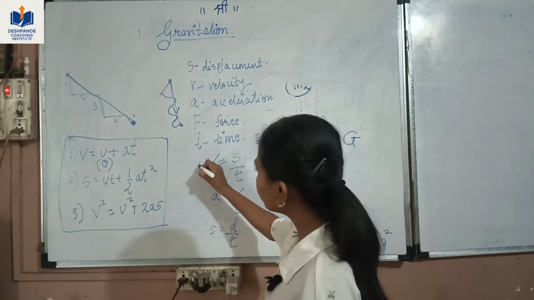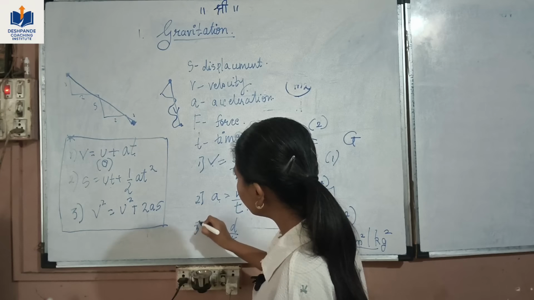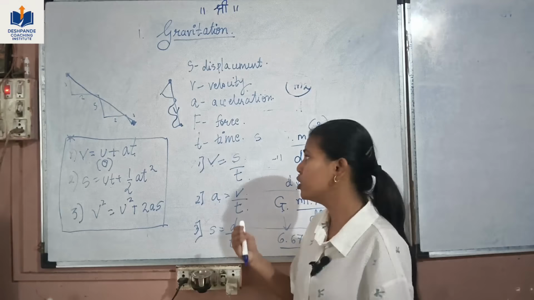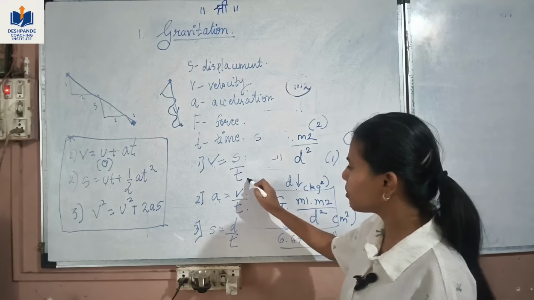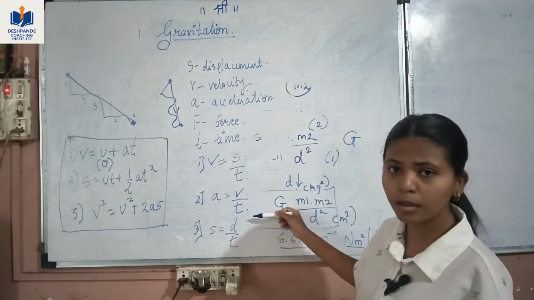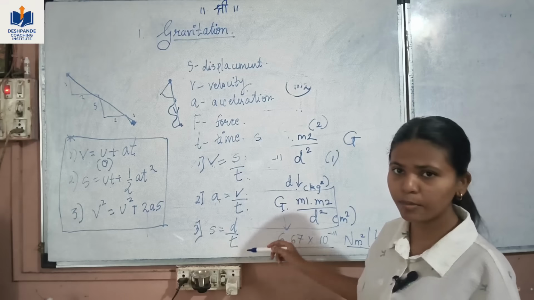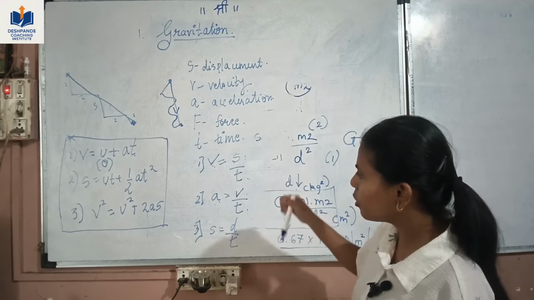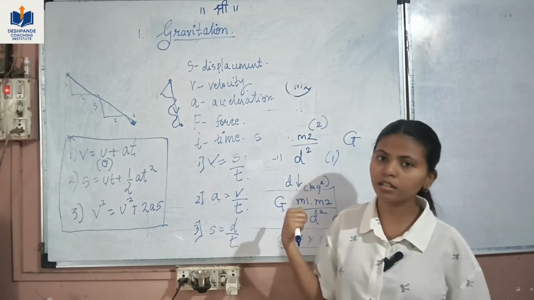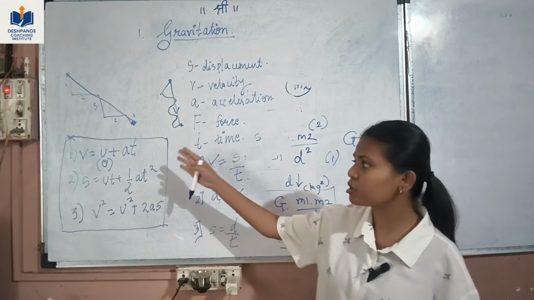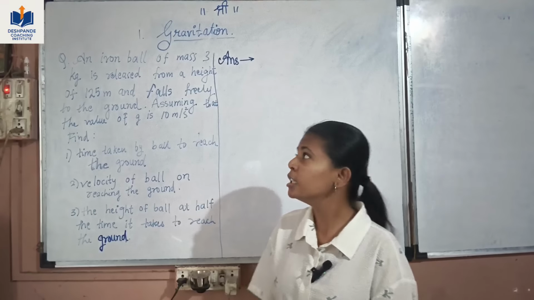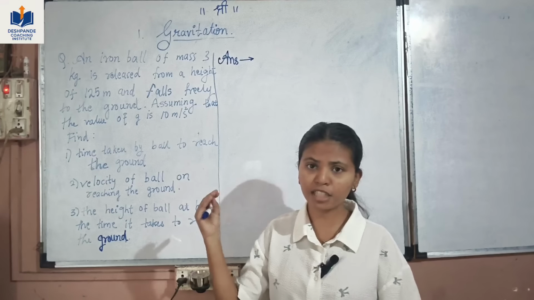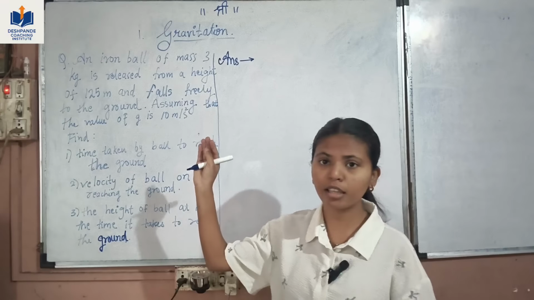So in every formula, the denominator is the time. So everything is divided by time. That is, every quantity is the derivative of time. So remember, velocity is displacement upon time, acceleration is velocity upon time, and speed is distance upon time. I hope you know the difference between displacement and distance by now. So we'll be using these formulas for solving our next numericals and also these three fundamental equations. We'll solve some numerical which will cover all the equations that we have studied. So let's start by reading the numerical first.